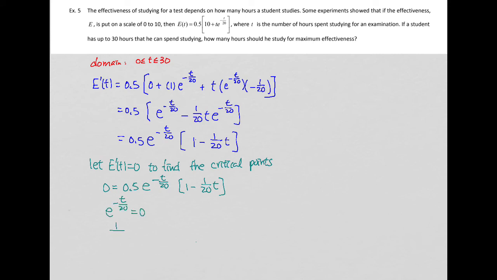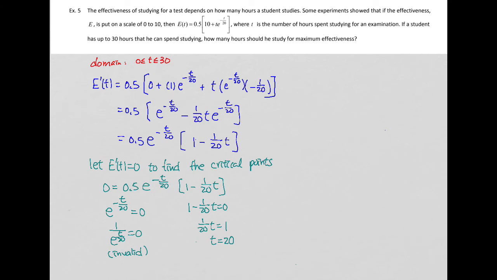That means 1 over e to the power t over 20 equals 0, which is invalid because the numerator is not 0. So 1 minus 1 over 20t equals 0. That means 1 over 20t equals 1. That means t could be 20. And 20 is in between our domain 0 and 30.